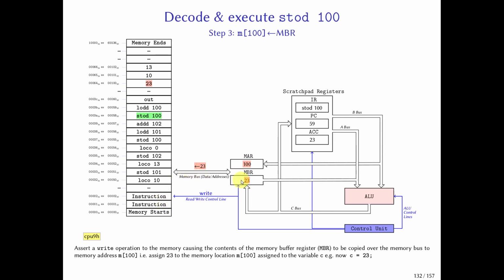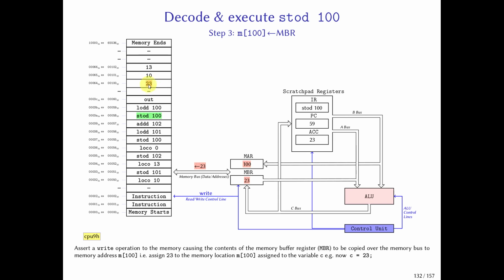and the value 23 is read from the memory buffer register and communicated via the memory bus to the main memory. Then the circuitry of the main memory, having read the memory address register and seen that it is cell 100, takes the value 23 and writes 23 into the memory cell with the address 100.